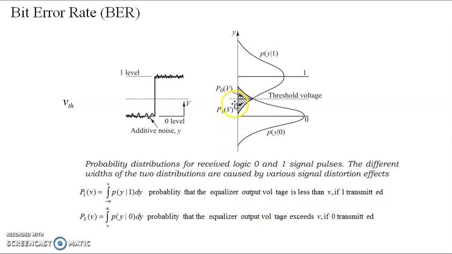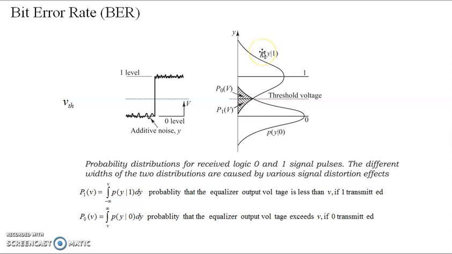Now this is a fact here. We are sending the 1, but we are getting a voltage value below the threshold voltage. And then this is about the probability of 0. You can say it is the probability that the equalizer output voltage exceeds V, the threshold voltage, if 0 is transmitted. So that is V to infinity, where V is the threshold voltage. So that is P0 of V here, the probability that the equalizer output voltage is less than or equal to the given voltage.